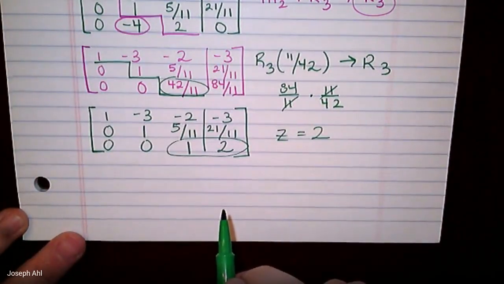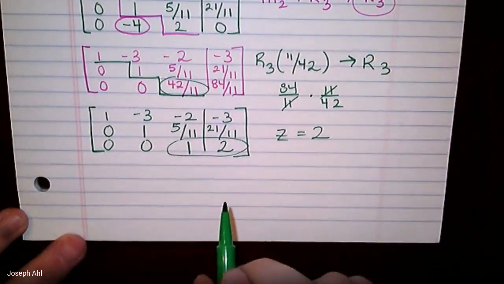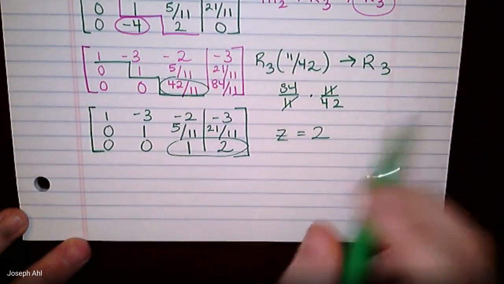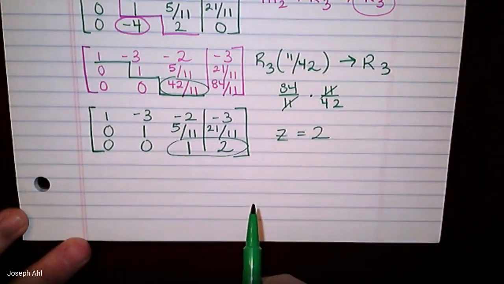I'm sorry, timer going off here, guys. Time is up. Sorry, actually, z equals 2 is as far as we're going to get. It's been nice hanging with you guys here today.